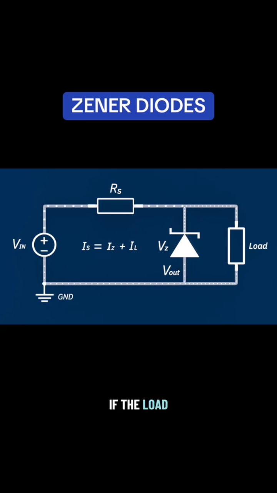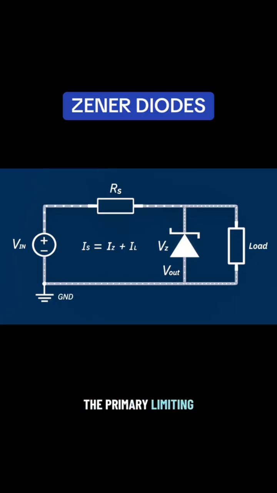If the load current increases, more current is drawn by the load and the Zener current decreases. If the load current decreases, less current is drawn by the load and the Zener current increases. As long as the Zener diode remains in its breakdown region and within its power rating, it automatically adjusts its current to maintain a nearly constant output voltage.